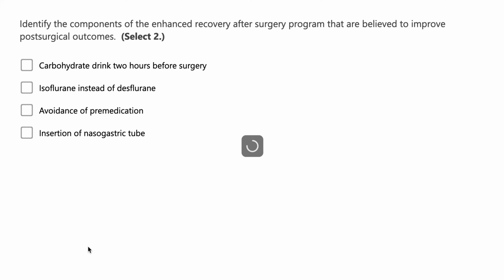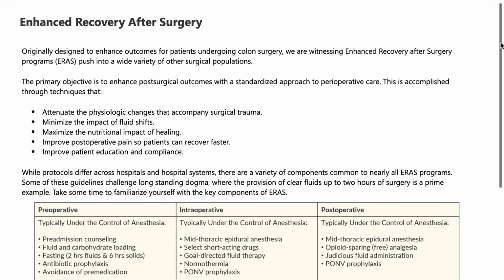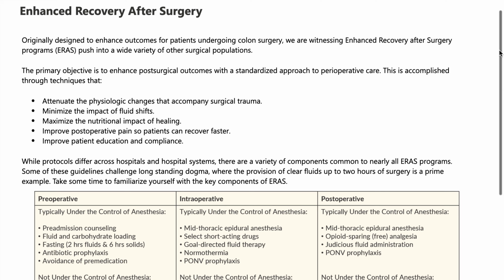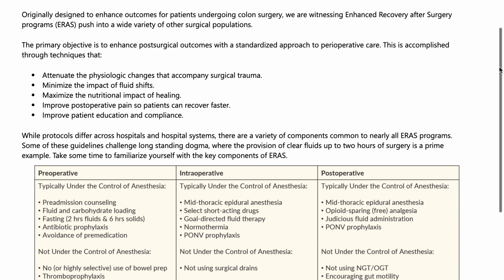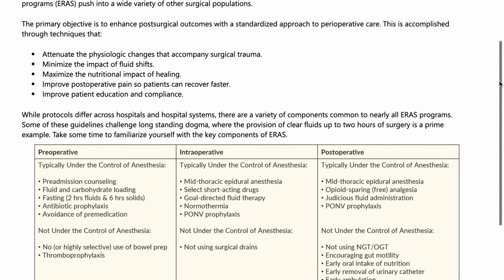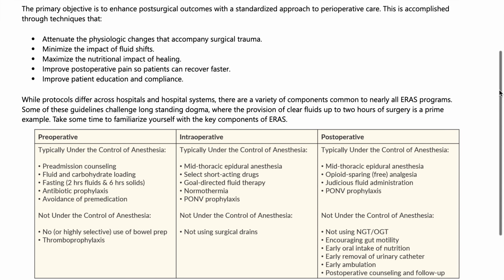Next, we're going to talk about enhanced recovery after surgery. Originally, this was designed to enhance outcome for patients undergoing colon surgery. We are witnessing enhanced recovery after surgery programs pushed into a wider variety of other surgical populations. The primary objective is to enhance post-surgical outcomes with a standardized approach to perioperative care. This is accomplished with techniques that do the following.